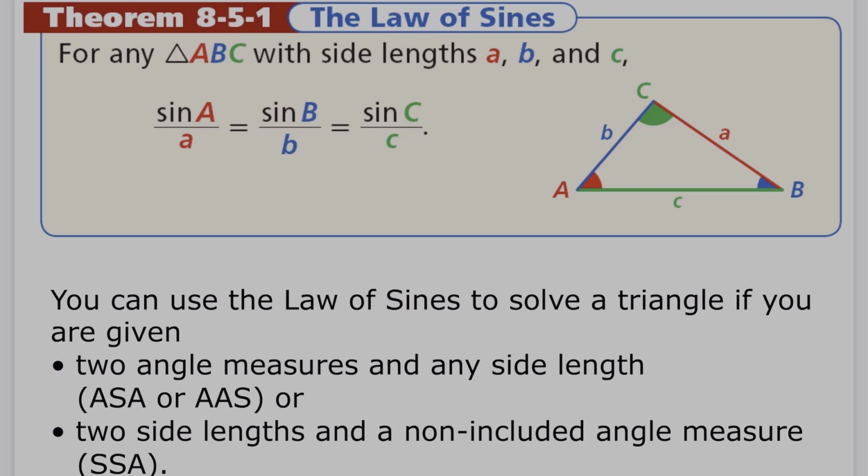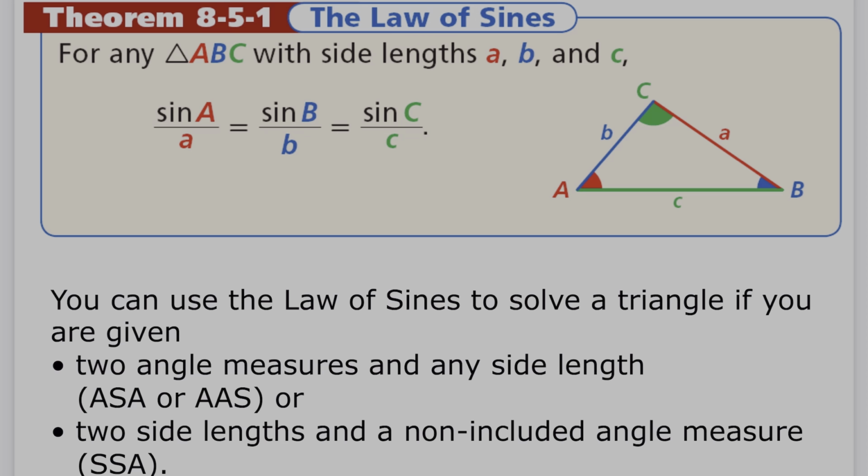It says for any triangle ABC with side lengths a, b, and c. Notice that you've got capital letters for the vertices and lowercase letters for the sides, and the lowercase side is opposite the uppercase angle. So a is across from A, and so on. This allows us to find missing sides or missing angles on non-right triangles, as long as you're given one set of ratios and one other thing.